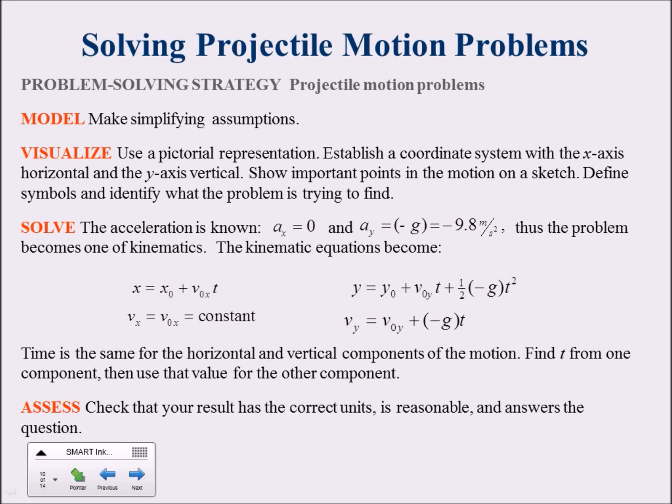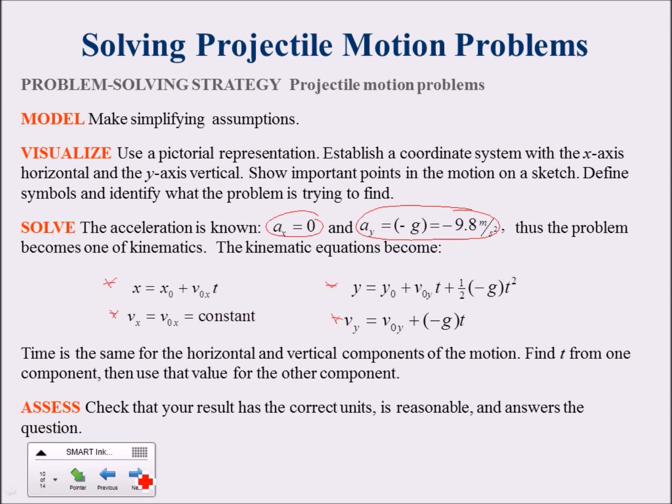In these, you know the acceleration. The acceleration in the x direction is 0. The acceleration in the y direction is negative 9.8 meters per second squared. So the problem becomes one-dimensional kinematics for the x direction and one-dimensional kinematics for the y direction. These equations that are here, we're going to look at those on the next slide, but these are not new equations. These equations right here are the one-dimensional kinematic equations.